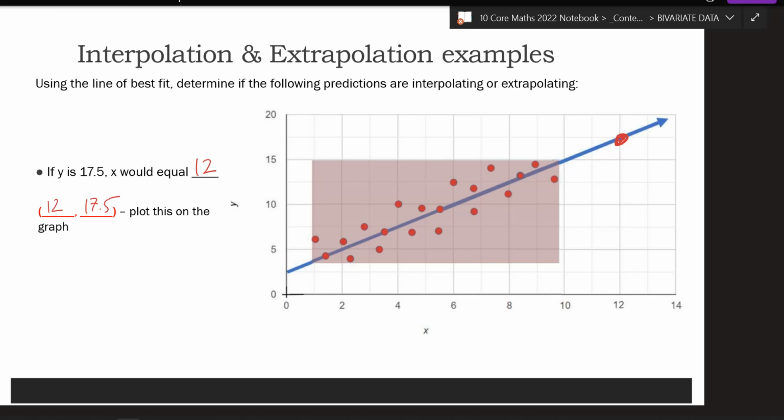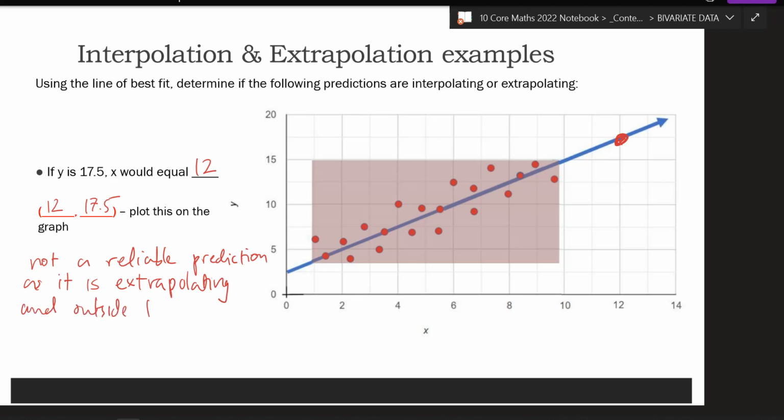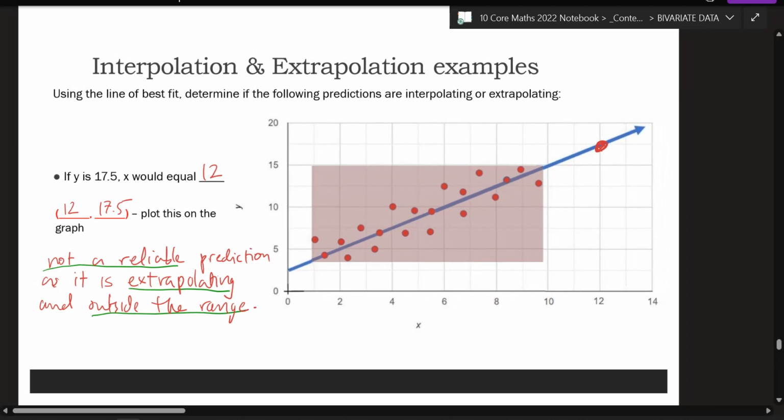Okay, so I would write not a reliable prediction, as it is extrapolation, or extrapolating is fine as well, and outside the range. Okay, again, three things you want to mention. Whether it's reliable or not, is it inter or extra, and is it within or outside the range? Three things you've got to mention when you do these predictions.